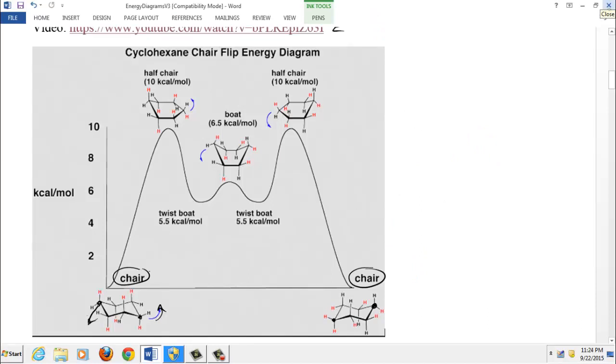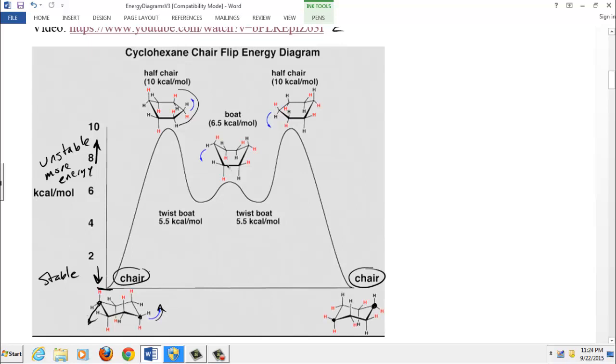And so now we could plot the energy changes during a chair flip. The chair conformation is the most stable, so it's going to be low in energy. That's more stable on our energy diagram, and unstable, more energy, is higher up. Okay, so the chair is most stable. The half chair is really bad. We've got all these eclipsing conformations.